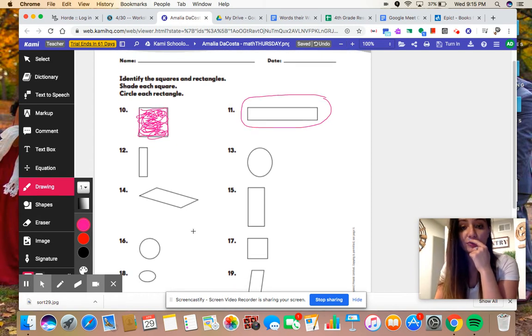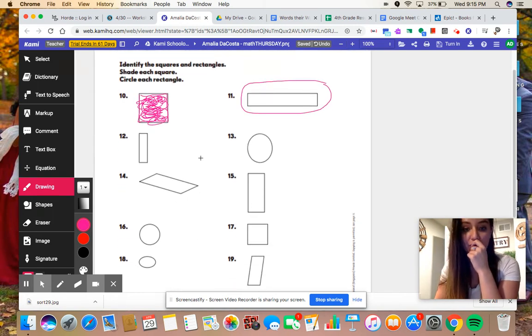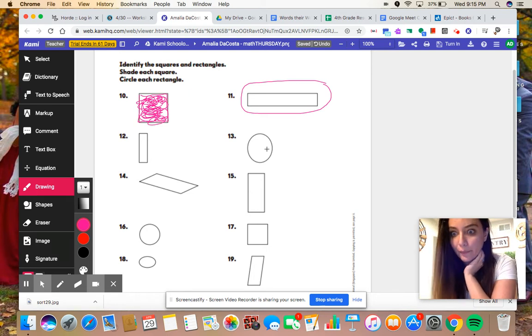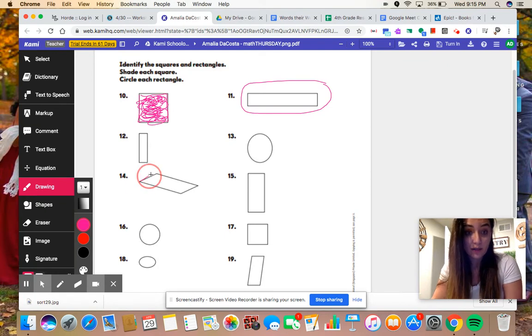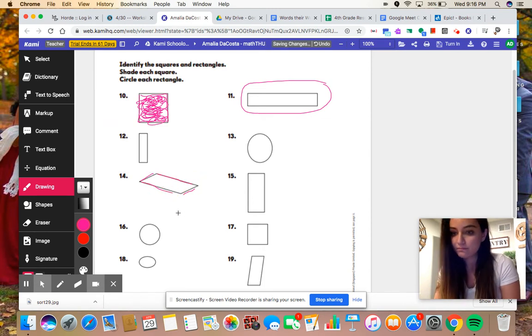Now I want to jump down to numbers 13 and 14, okay? Number 13, is that a square or a rectangle? No, okay? It's a circle. We can see that. So we don't do anything to it. You leave it alone, you move on to number 14, okay? Now, with shapes like this, be very careful, okay? You might think to yourself, well, these two parallel sides are the same length, okay? And these two parallel sides are the same length, so it must be a rectangle. It's not a rectangle.